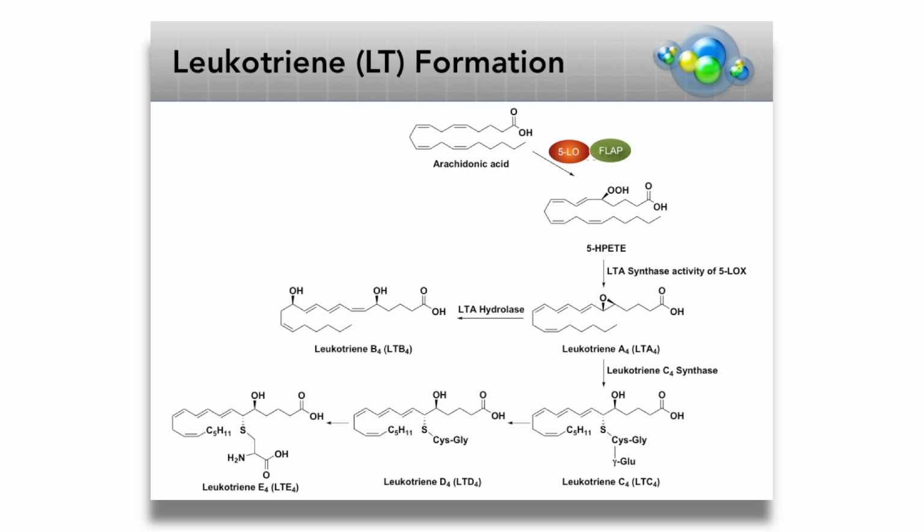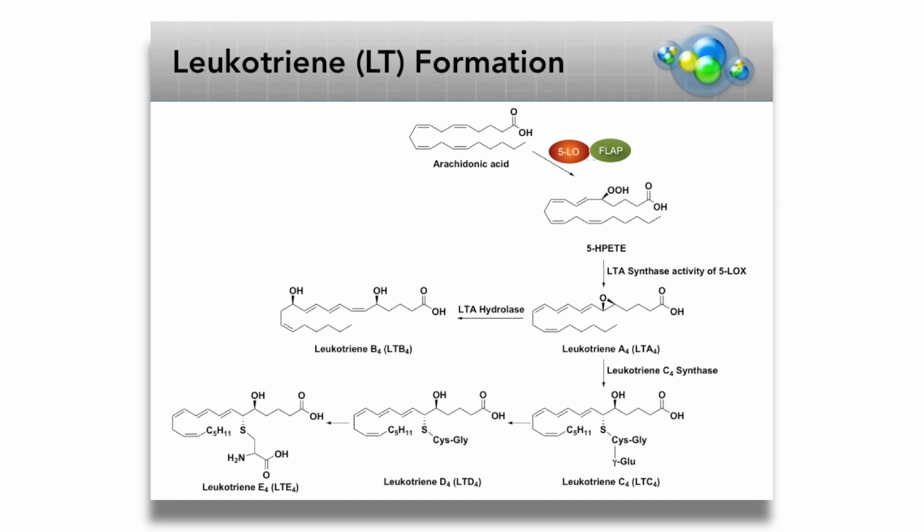To generate leukotrienes, arachidonic acid is acted upon by an enzyme complex of 5-lipoxygenase and its activating protein, FLAP. The initial product of arachidonic acid oxidation by 5-lipoxygenase is this compound termed 5-HPETE. It's a hydroperoxide, which is 5-hydroperoxy eicosatetraenoic acid. This is converted by the enzyme LTA synthase to yield the short-lived intermediate leukotriene A4.